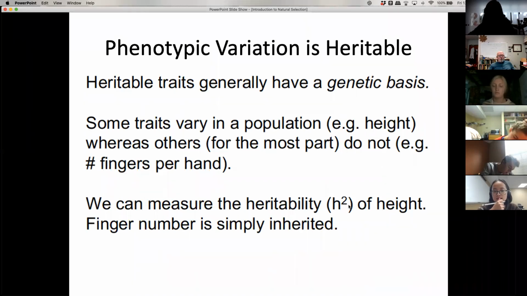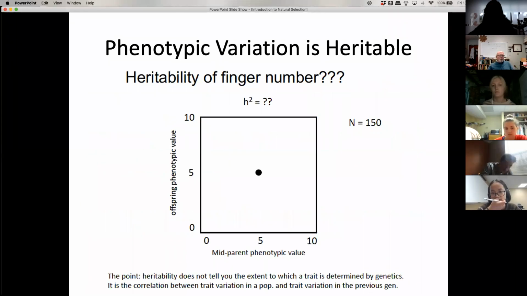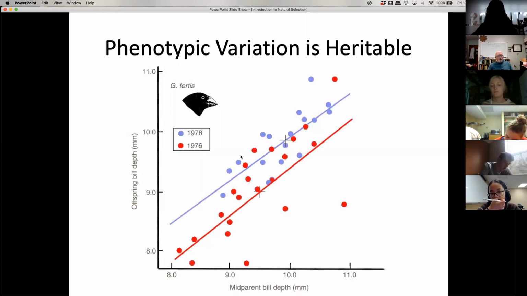Not all traits are variable, but many traits are variable. Finger number is not variable in humans. So if we look at finger number, all parents have 5 fingers and all offspring have 5 fingers. The heritability here is a heritability of 0.